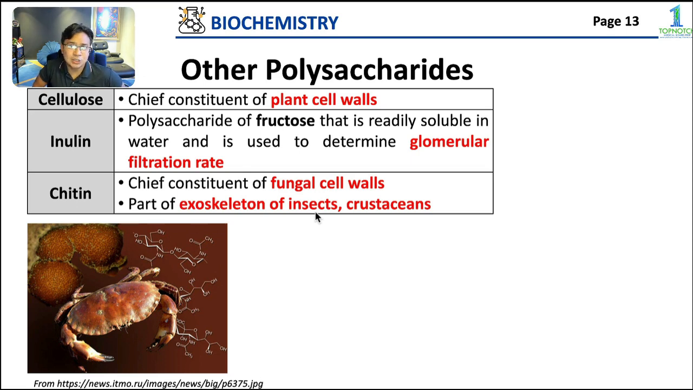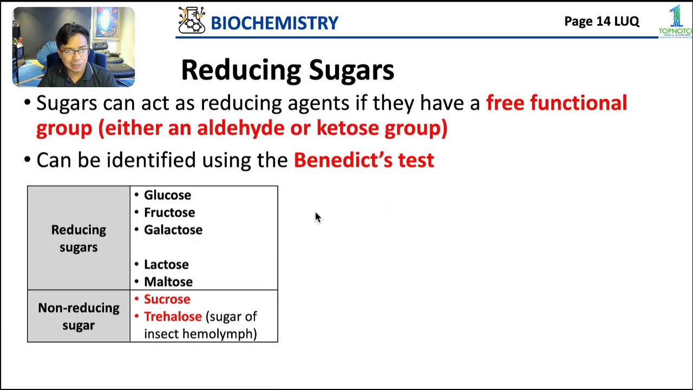And inulin is actually a good substance for determining the eGFR of patients. Chitin is a chief constituent of the fungal cell walls and part of the exoskeleton of insects and crustaceans. Now we head to this property known as reducing sugars. Sugars can become reducing agents if they have a free functional group, either an aldehyde or ketose group. And they can be identified using the Benedict's test.